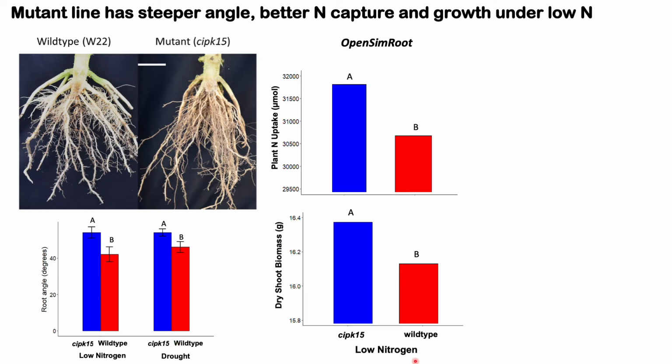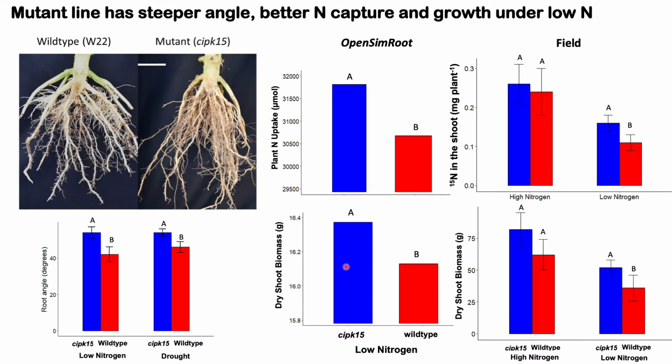OpenSimRoot predicts that this change in angle should increase nitrogen capture and growth under low nitrogen conditions, which was confirmed in the field under low nitrogen conditions. This shows N15 capture under low nitrogen conditions was greater in the mutant, and the growth of the plants under low nitrogen was greater in the mutant.